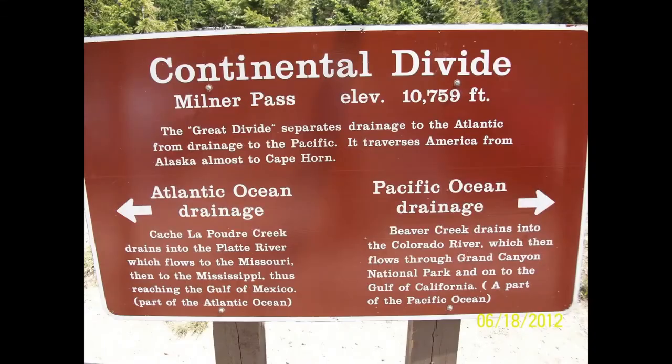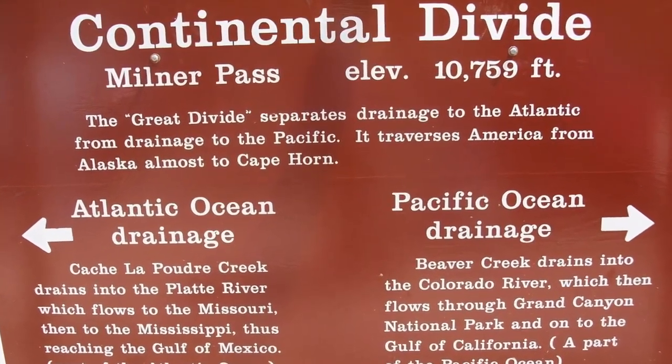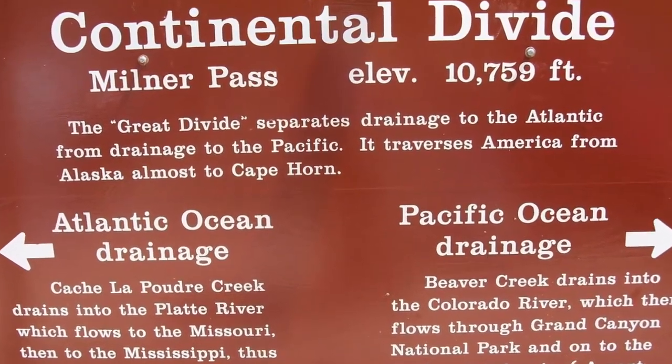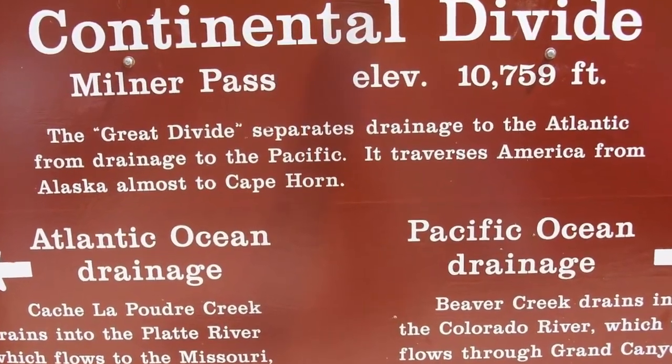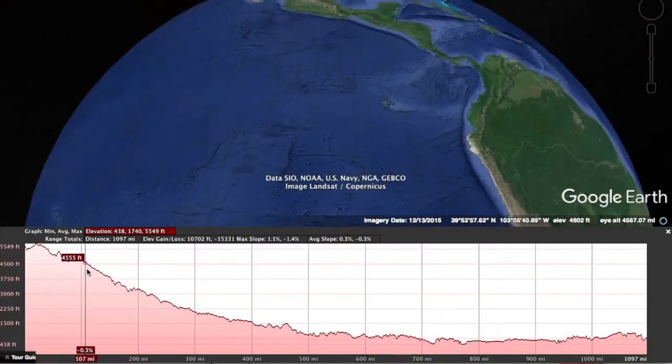I'm pretty sure when I was a kid, I've been to the Milner Pass, which is about 2 miles above sea level. And there's a sign that says the Great Divide separates drainage to the Atlantic from the drainage to the Pacific. It traverses America from Alaska almost to Cape Horn. And so that would make sense if the landscape does follow this topographical cross-section.